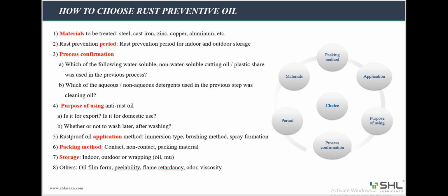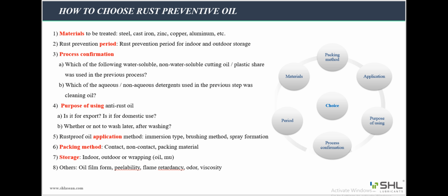Regarding the selection of rust preventive oil, we have the following selection factors. First, the material is mentioned. The kind of material is known clearly. It is produced from steel, zinc, copper. Knowing what materials to prevent rust, we can predict how likely the material is to rust and for how long. The second is the rust prevention period. The product will be stored for how long.